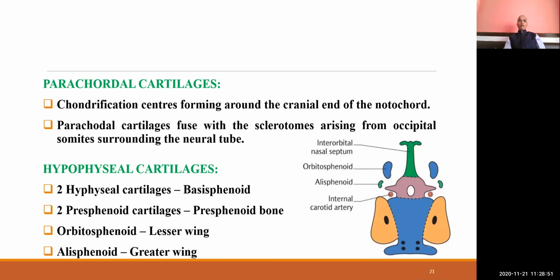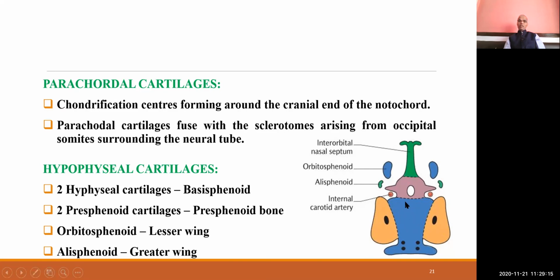So paracaudal cartilage means the cartilages which are around the notochord. So ossification centers forming around the cranial ends of the notochord. The paracaudal cartilage fuses with the sclerotomes arising from the occipital somites surrounding the neural tube.